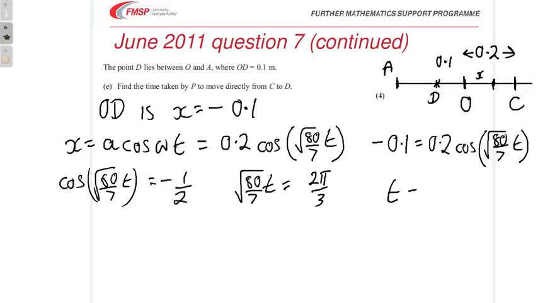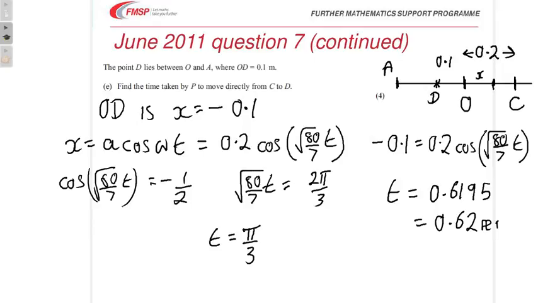And then from that we get t. T equals 0.6195, or 0.62 seconds to 2 decimal places. Or if you want it in square roots, again you can check this, it's t equals pi over 3 square root of 7 over 20. But they're quite happy to accept decimals.